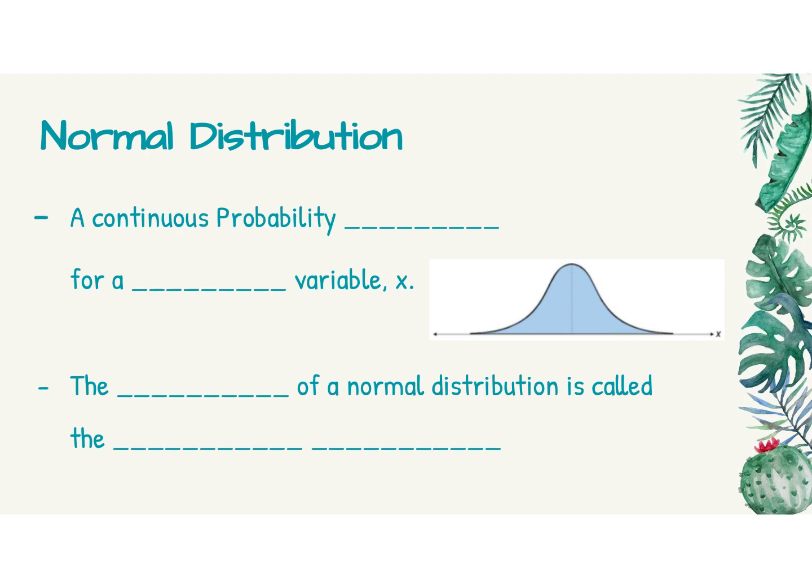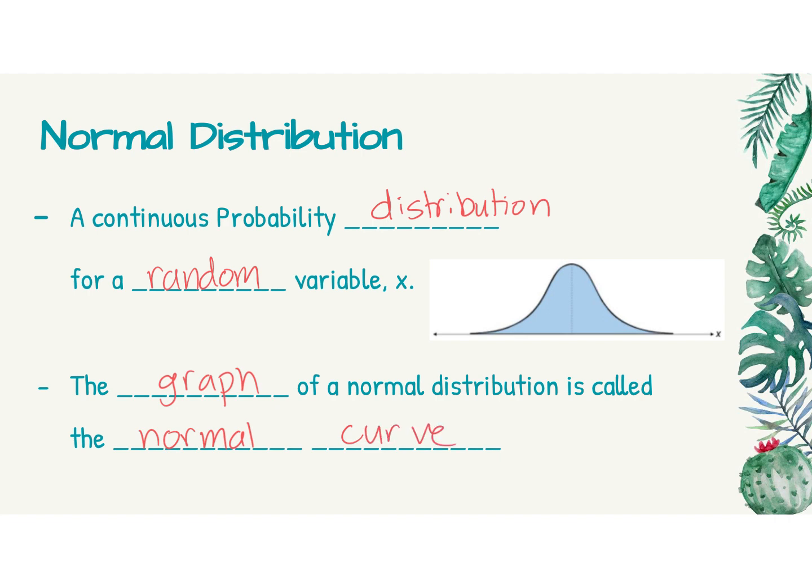So a normal distribution is a continuous probability distribution for a random variable. The graph of a normal distribution is called the normal curve. You can see that on your paper or right above here in the video, this blue shape right here, that's our normal curve. It looks like a bell. It's often referred to as the bell curve.